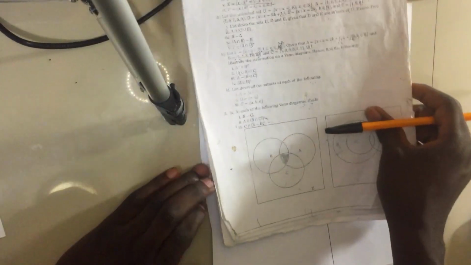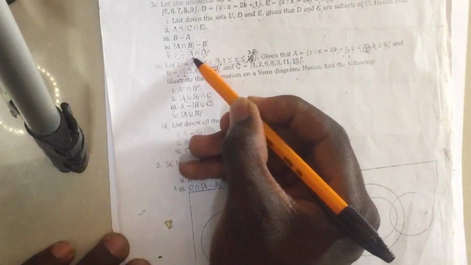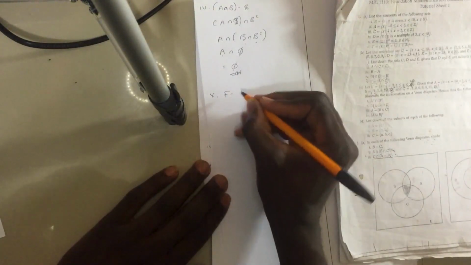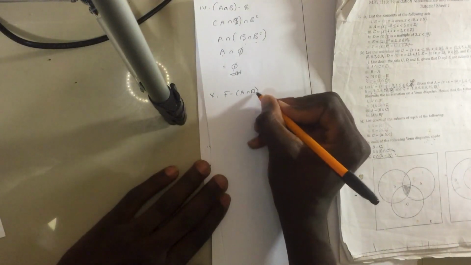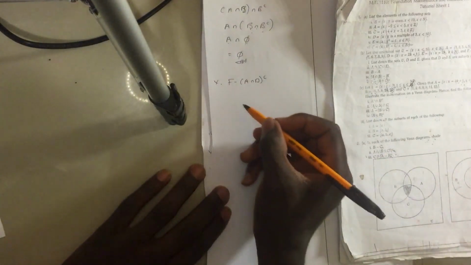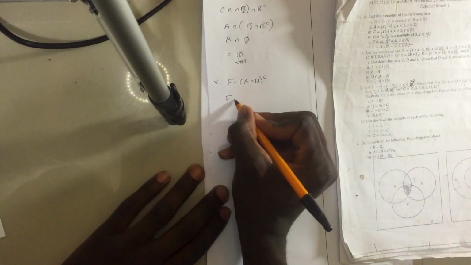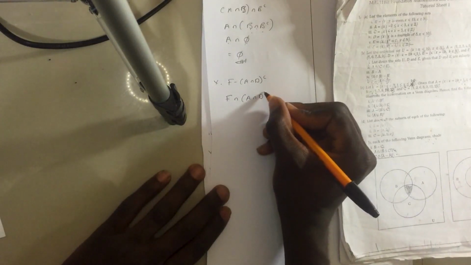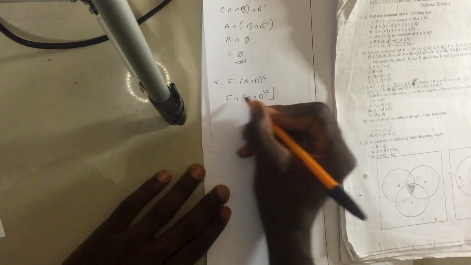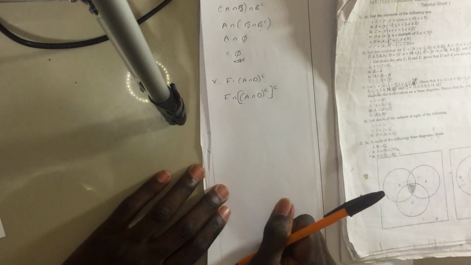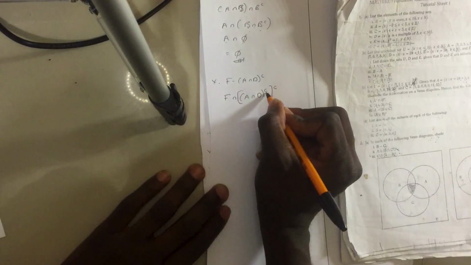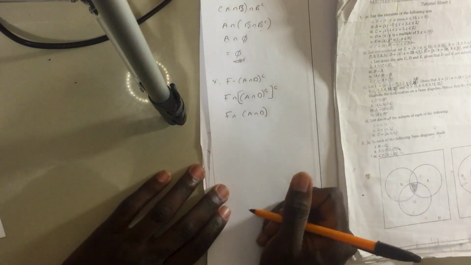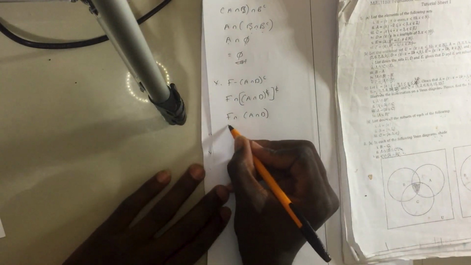All right, the next one says F minus A intersection D complement. So we can write that down: F minus A intersection D complement. Just like we did in the previous question, we're going to simplify this in a similar manner. We're going to say F intersection A intersection D complement complement. This complement is going to cancel out with that complement, so we're going to have F intersection A intersection D alone. Because this complement cancels out with that complement, this is going to be our final simplification in this case.